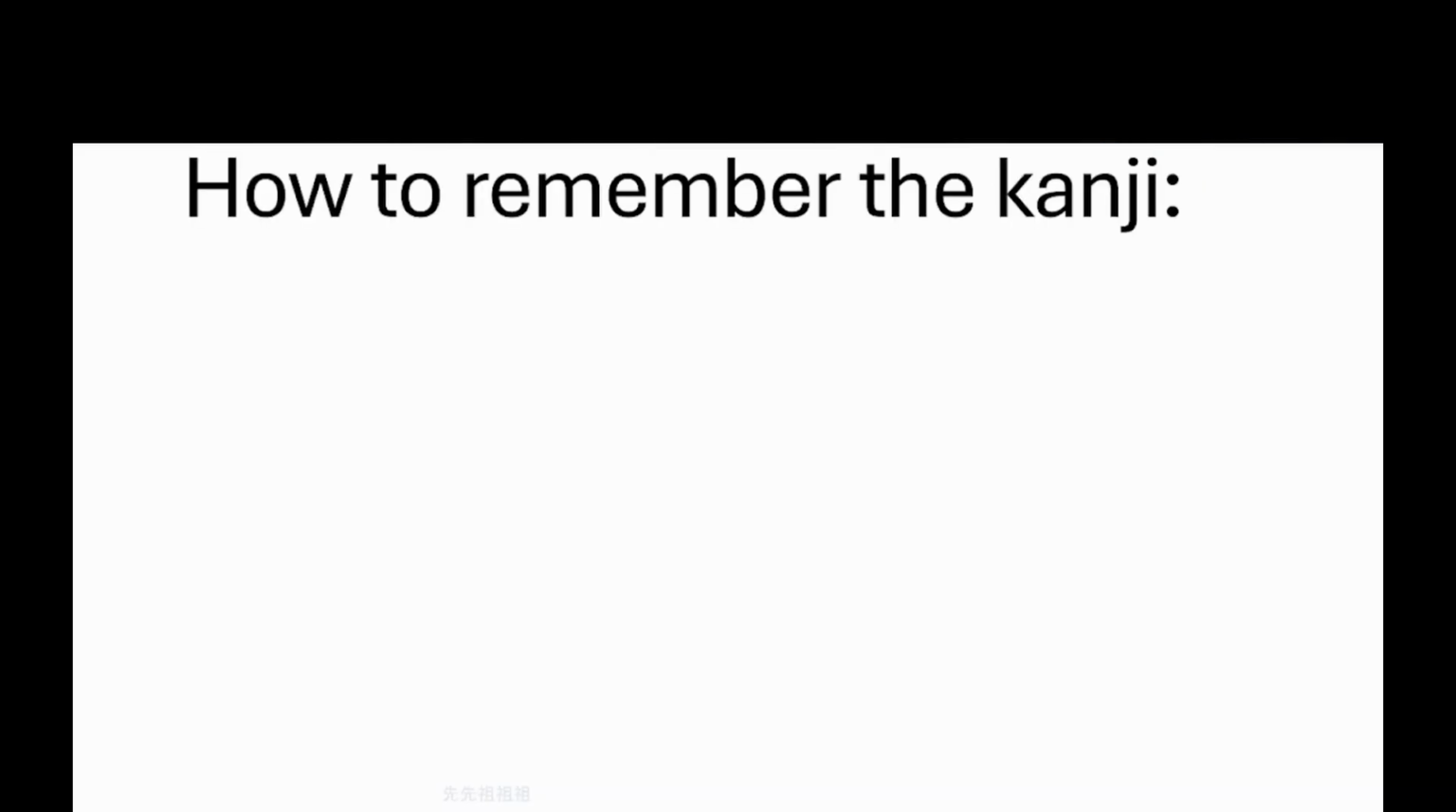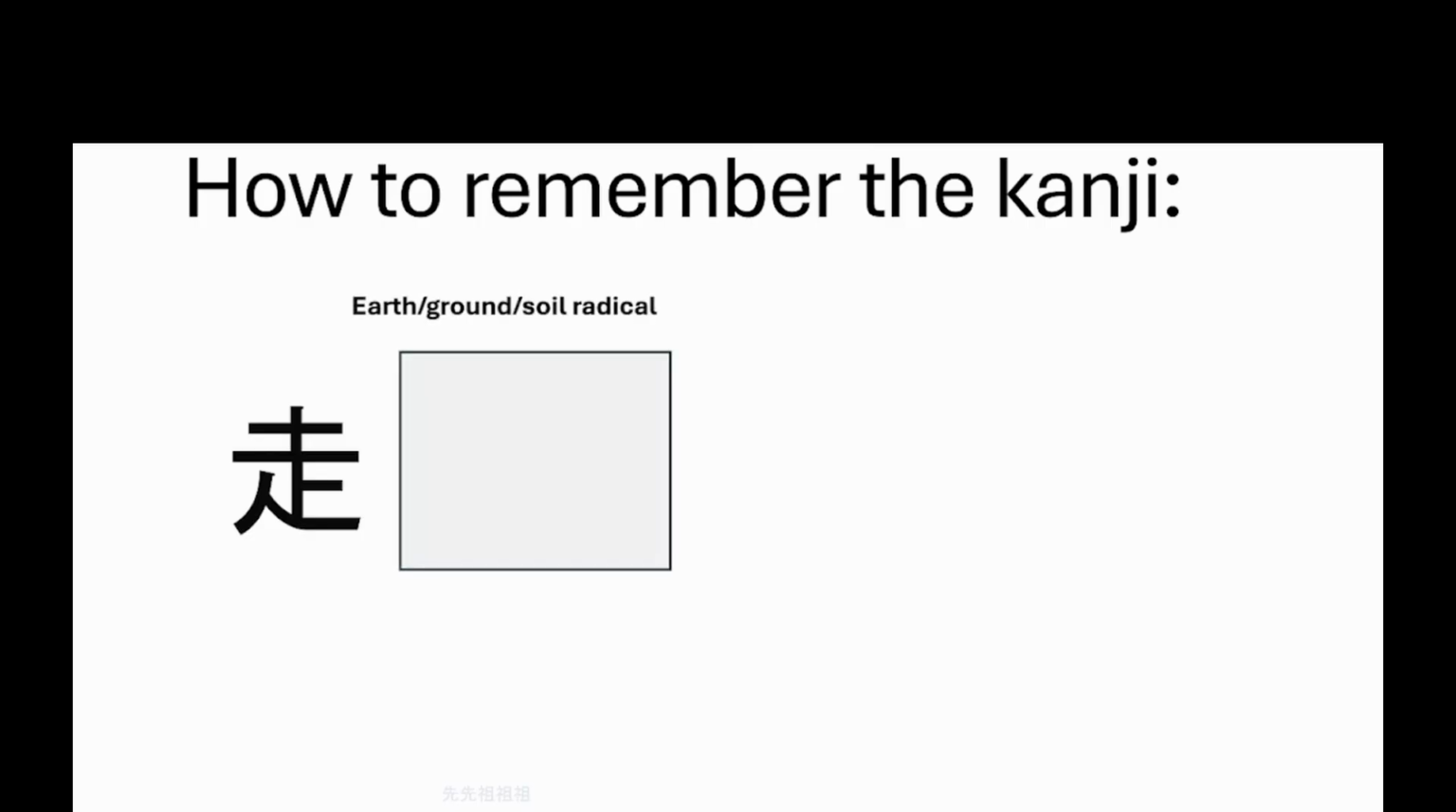Okay, so how do we remember this kanji? Actually, the kanji for the verb hashiru itself is a radical, but to make it simpler, we're going to break the components into 2 parts. The upper part of the kanji is the earth, ground, or soil radical. So it's the first 3 strokes. This is the top part of the kanji, the ground radical.